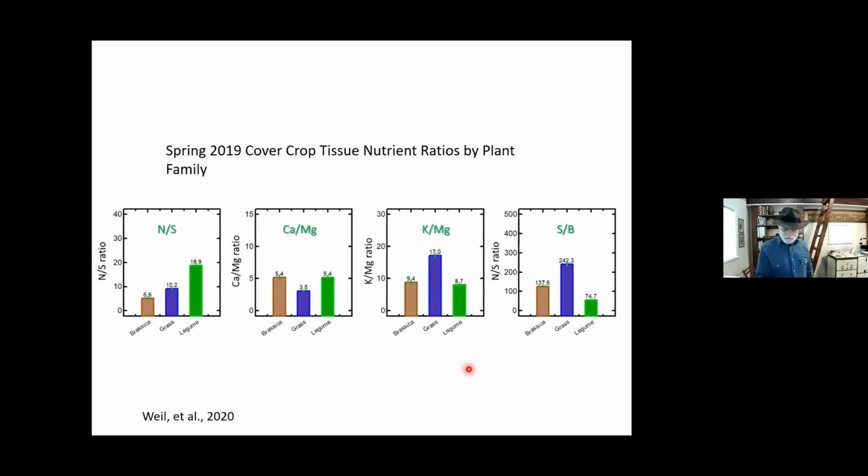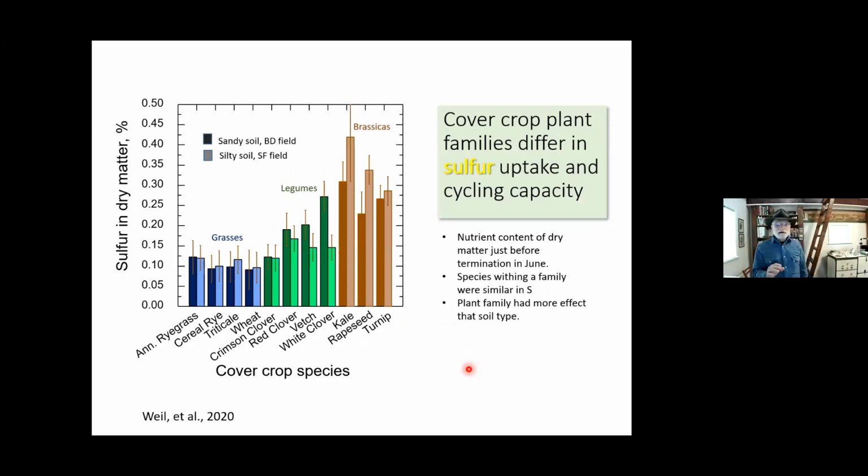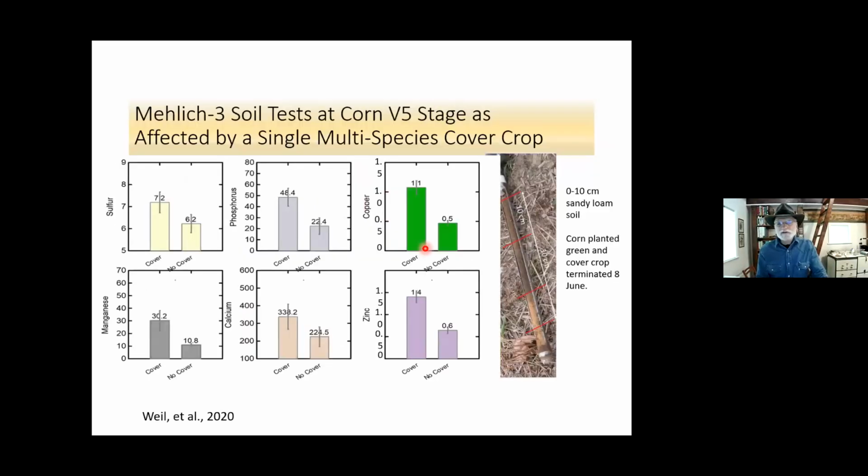So there are distinct patterns here by family. I'm averaging out these different species, but you can see that that's justified. Just as an example, take a look at sulfur. All the grasses were pretty low in sulfur. This is 2 different soils, a very sandy field and a silty field. So there wasn't much difference due to the soil, but the grasses were all low, the legumes were all medium, and the brassicas were all high. So I feel that looking at the family is probably where it's at.